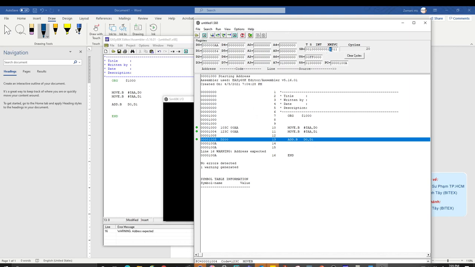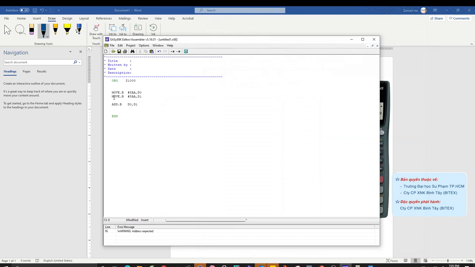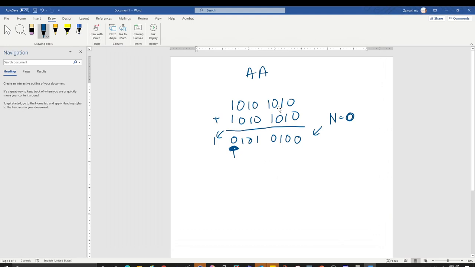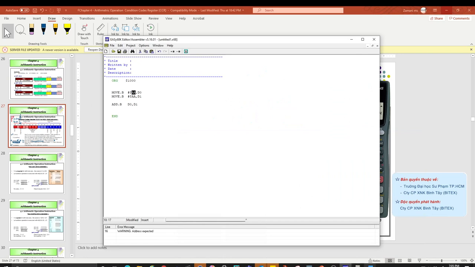So why just now did we have the negative as 1? Let's look at the code again. This code is putting the value to D0. This code is putting the value to D1. This value is the value from just now, 1010 1010, and this is the MSB here. You can see that the MSB is 1, so this value is put to D0 or D1. Once that execution is done, your status register is updated. So that is why, because of this value, your status register changed to 1 just now.